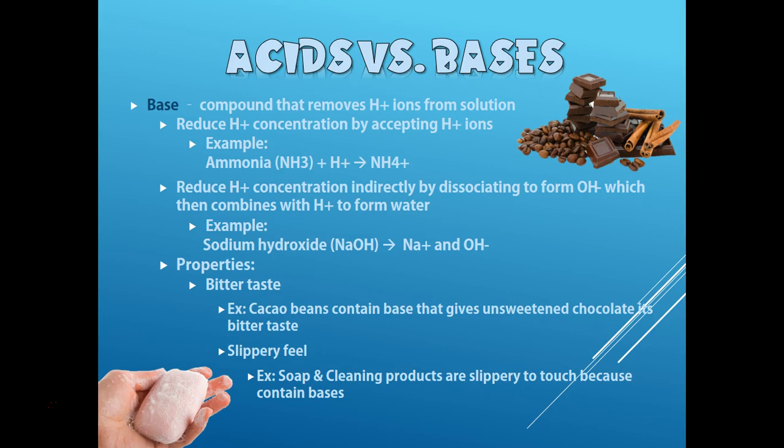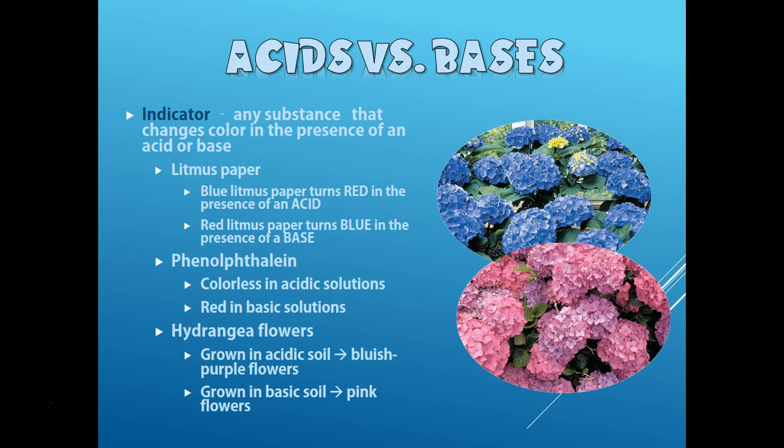So how do we end up measuring an acid versus a base? Well, a lot of times we'll use indicators. An indicator is any sort of substance that can change color in the presence of a base, and we've got a whole host of indicators that we might use in various situations.